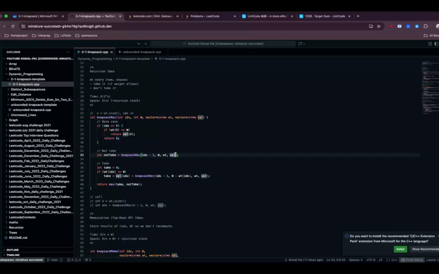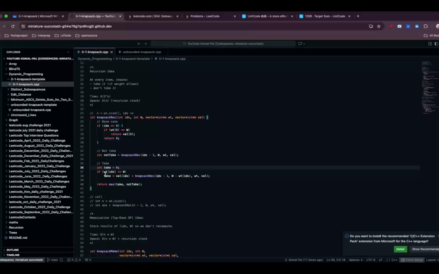Then because we are skipping it, nothing got changed in the total capacity. The total capacity will remain the same because we are not putting anything into that total capacity, because we are skipping this. So that's why this is the not take part. Now about the take part. At the starting, initializing with 0, fine.